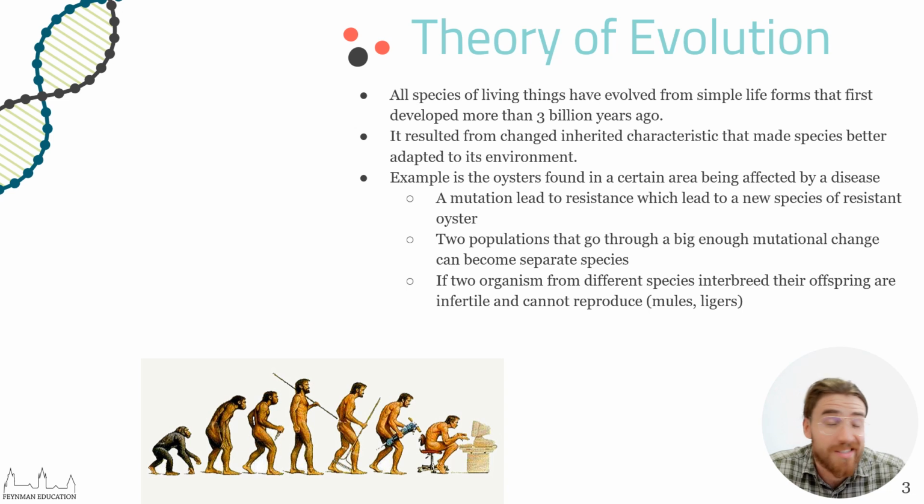So what is the theory of evolution? Basically that all species of living things evolved from simple life forms that first developed over 3 billion years ago. Now these simple life forms were going to, through natural selection and random mutations, adapt to their environment, and become more suited for the environment.